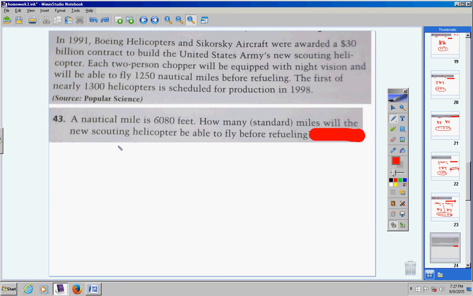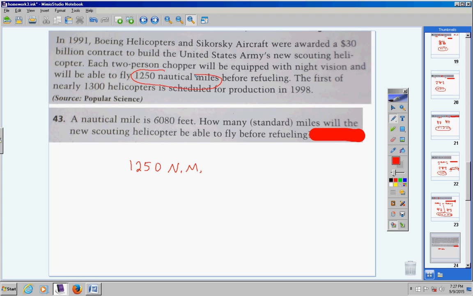Okay, now here's the question. A nautical mile is 6,080 feet. So how many miles will the new scouting helicopter be able to fly before refueling? Guys, pretty decent stuff here, pretty easy. We know already that the helicopter can fly 1,250 nautical miles. Right here it is.